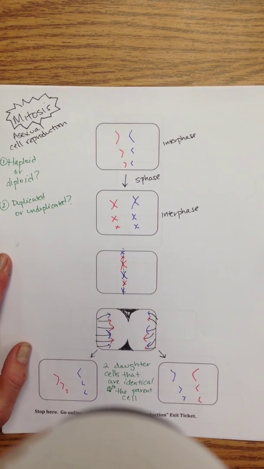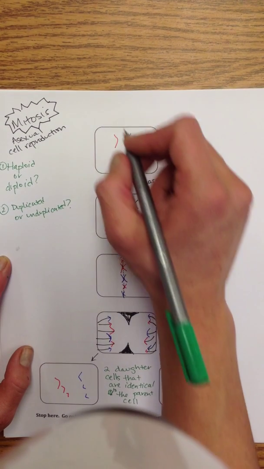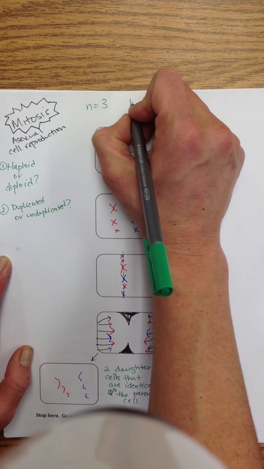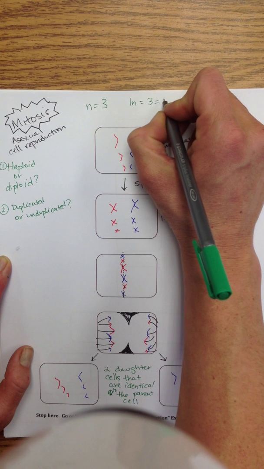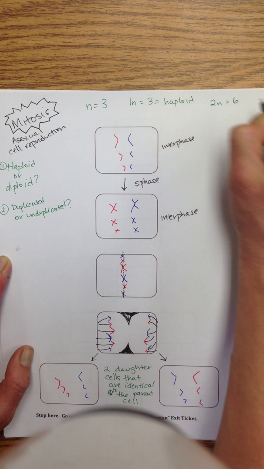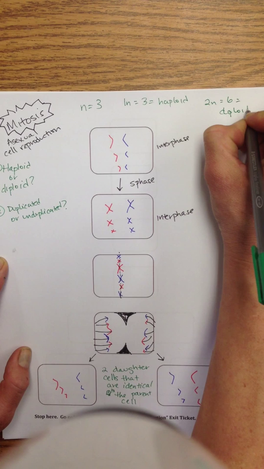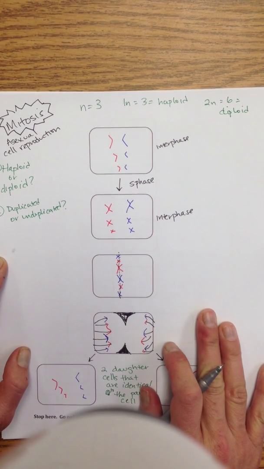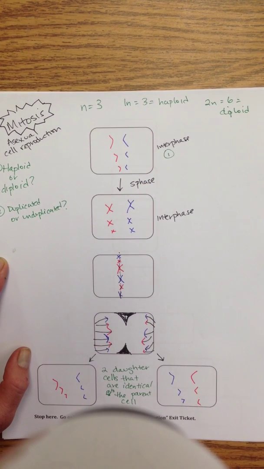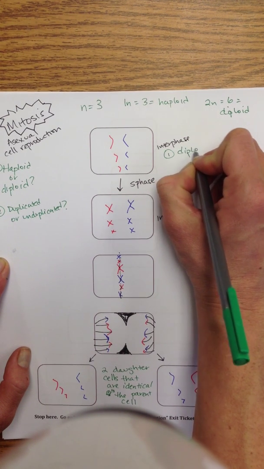So for number 1, if I count up my chromosomes, actually let's remind ourselves that n equals 3. So 1n is 3, and that's haploid. 2N is going to be 6 chromosomes total, and that's considered diploid. So I'm looking at the first one. I'm going to see how many chromosomes I have. So 1, do I have 3 chromosomes or 6? I have 6, so it's diploid.